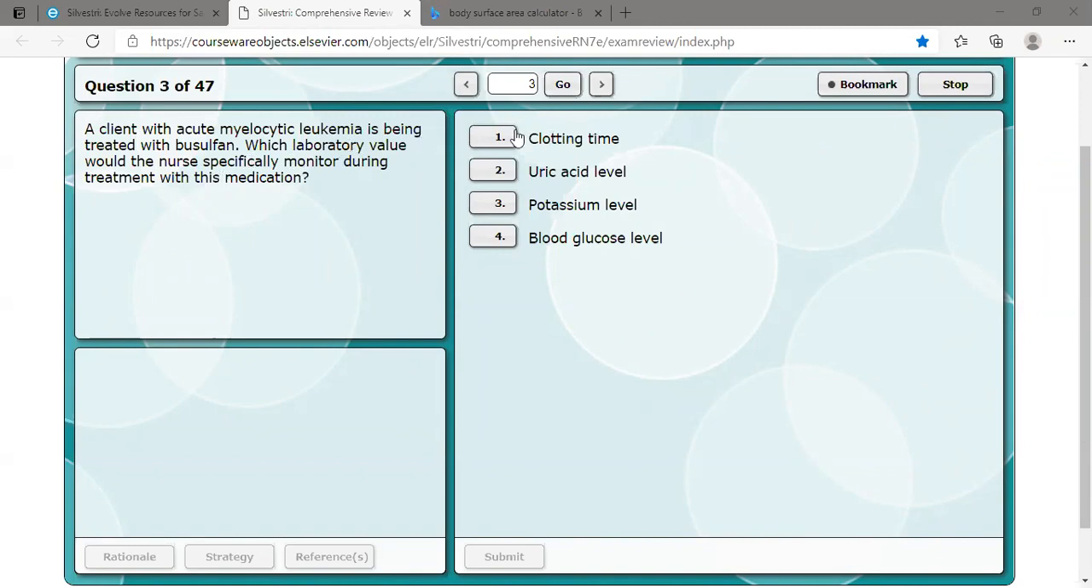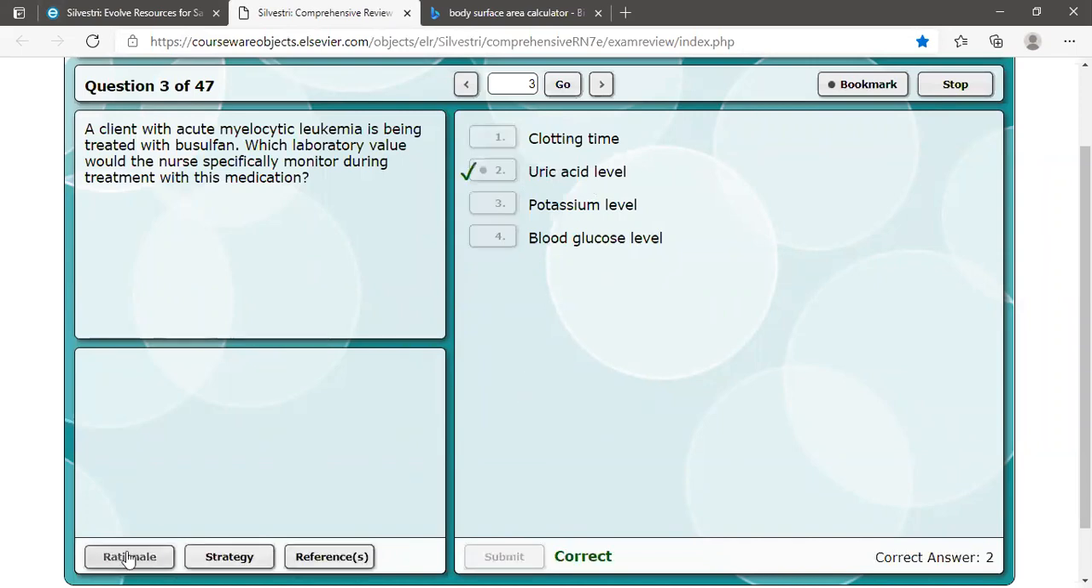Clotting time: there is no effect on the platelets or blood cells. Potassium level, blood glucose level: they do not change electrolytes or cause hyperglycemia or hypoglycemia, but they have an effect on the kidney, right? They increase the uric acid level and also cause hyperuricemia. So definitely we could choose uric acid level. They have an effect on the kidney.